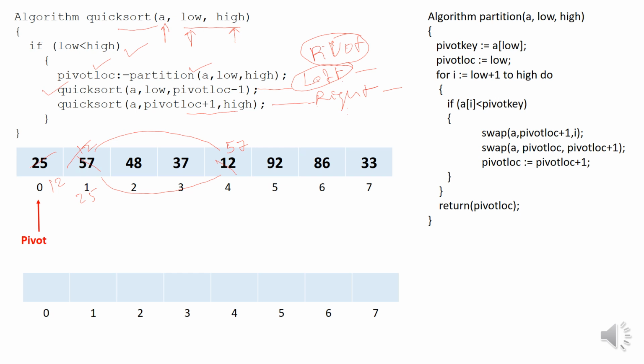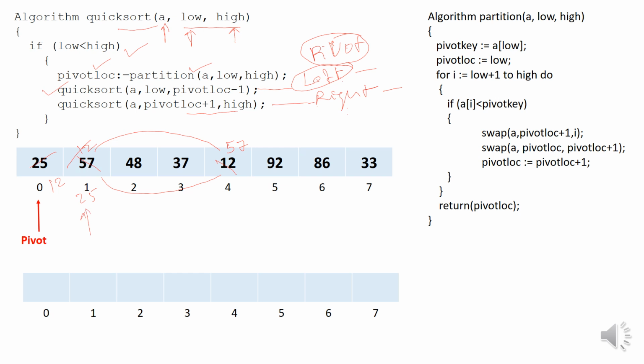Now compare the remaining elements also. Is 92 less than 25? No. Is 86 less than 25? No. Is 33 less than 25? No. So 25 is the pivot location. 25 is the pivot and it is fixed at location 1.